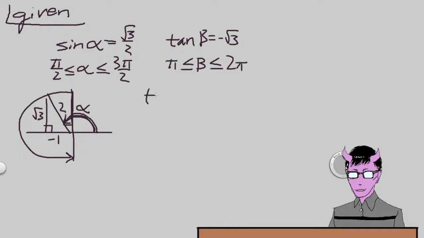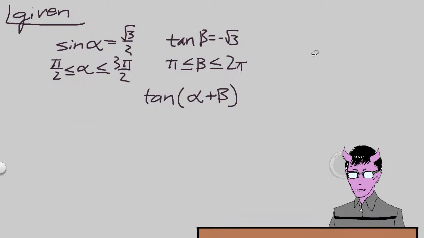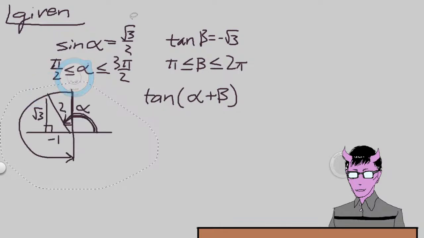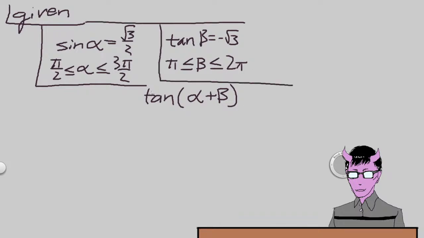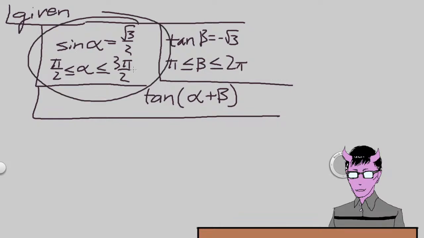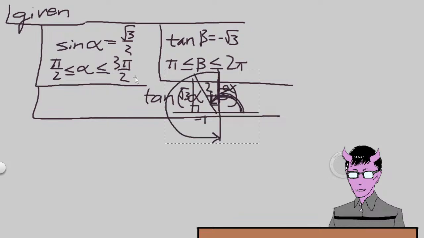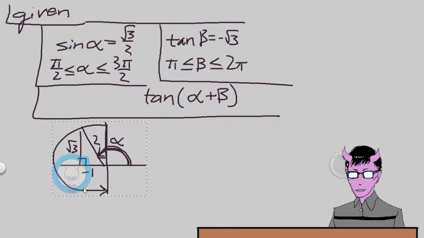And the question asks to evaluate tangent of alpha plus beta. So just to pretend we're starting off fresh, here's the problem. We have given number 1, and then we have given number 2, and we're asked to evaluate that thing. And then again, from the first piece of information, we can generate this situation. It's the 30, 60, 90 in the second quadrant. And then this piece of information, that one's a little more annoying to deal with.